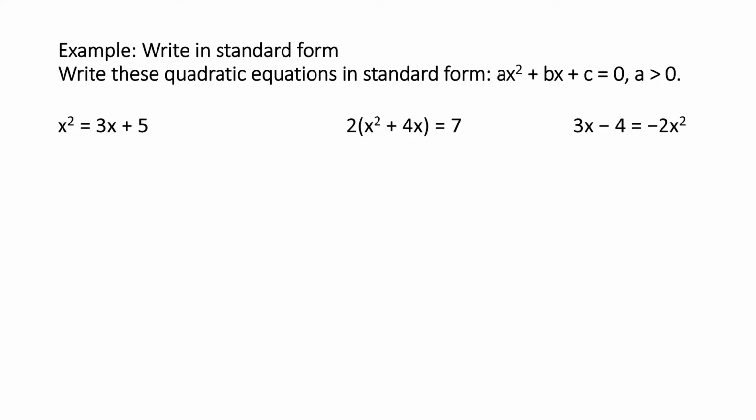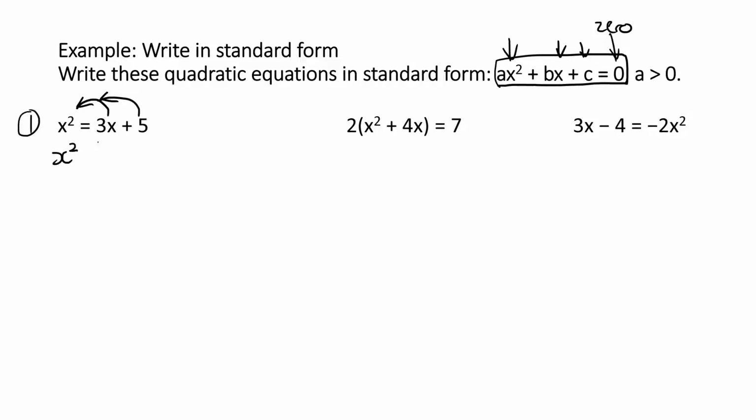Alright, so the question for the example is that we want to write quadratic equations in standard form. So we want to have it like this: 0 on one side, and then you have your x squared coming first, x, and then your number. So here, in the first one, we have x squared already. So we just want to move this one to the other side, and this one to the other side.